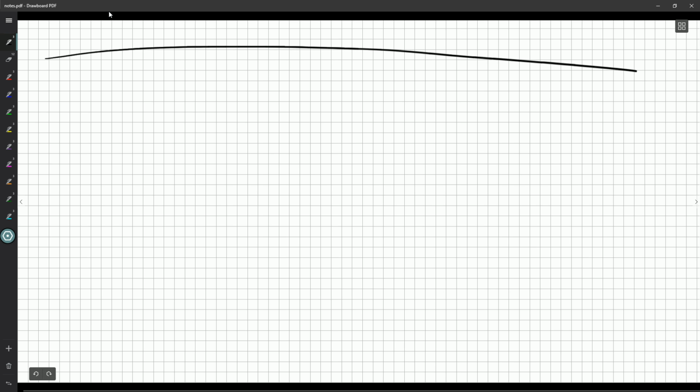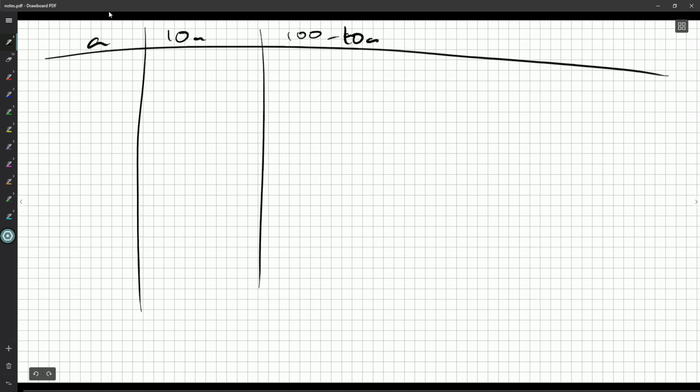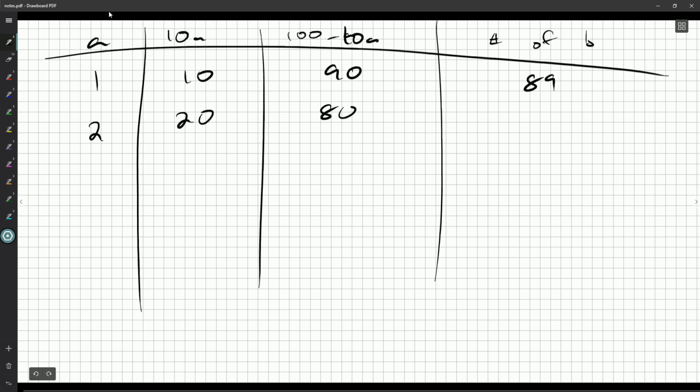And I suppose the easiest thing to do is probably just make a little chart. So A, maybe 10A, maybe 100 minus 10A, and then my number of B's. So if A is 1, we get 10, 90. So the most B could be any number between 1 and 89. If A is 2, you get 20, 80. So at most you could have 79.